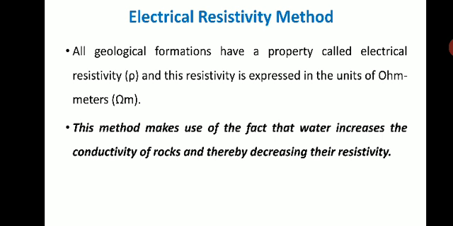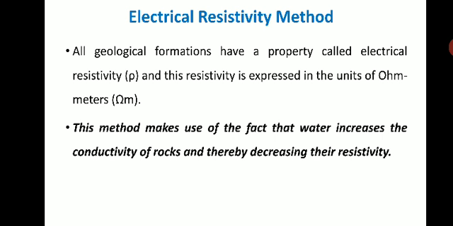We have started with module 4, that is geophysical exploration. What are the different methods for exploration of groundwater? In the previous class we had discussed how the seismic method is performed and how the results are obtained. In today's class we will discuss the electrical resistivity method.